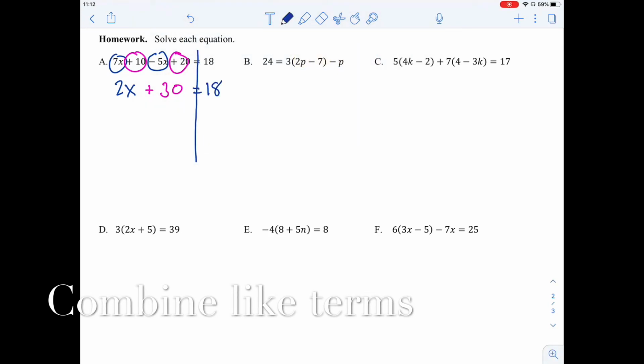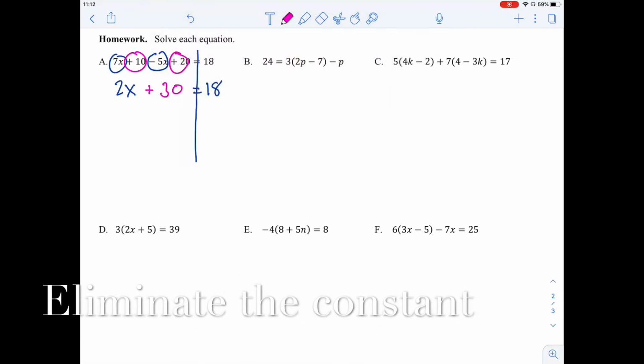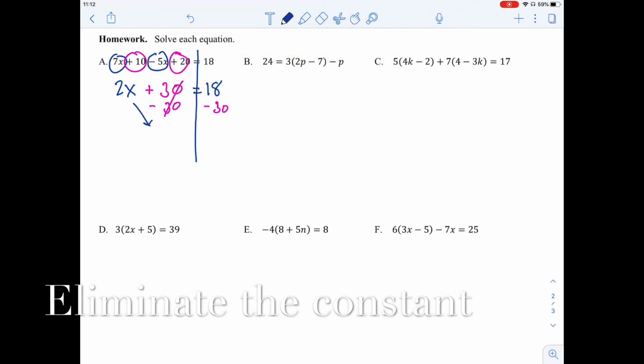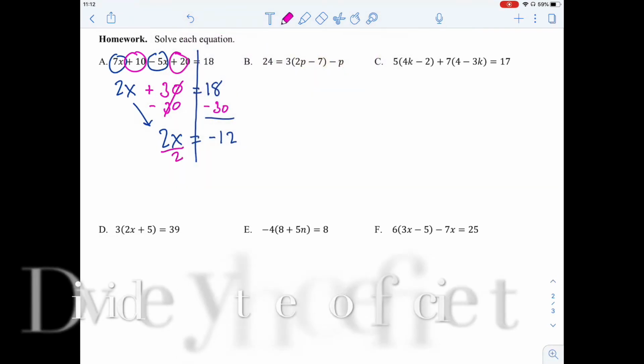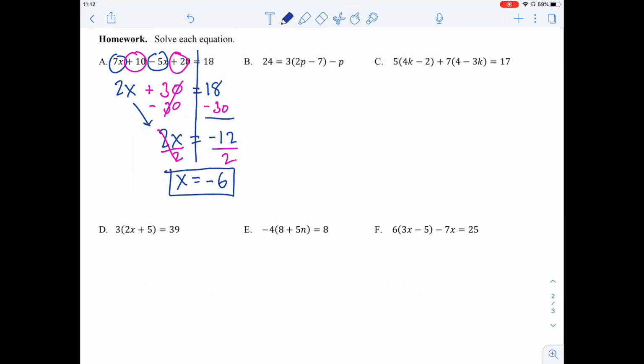Now we have a two-step equation, right? Let's simplify it. Makes it a lot easier. So I'm just going to subtract 30 from both sides to get rid of that 30. Bring down the 2x equals, so 18 minus 30 is going to be negative 12. Then we just divide by the coefficient in front of the x. Divide. Then we're left with x equals negative 6. Simple as that. Bam. Okay, next one.